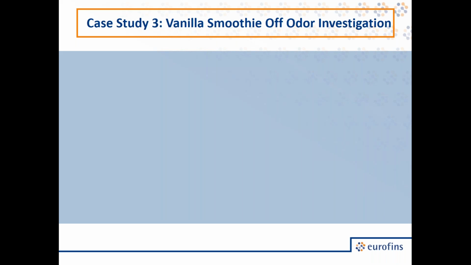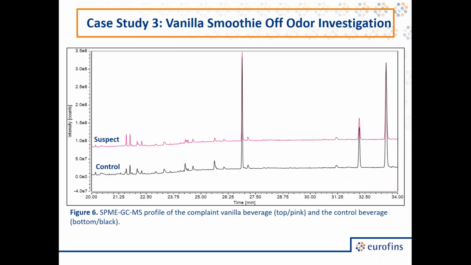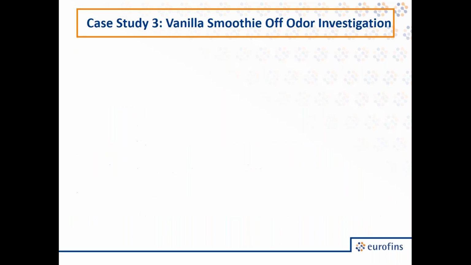So our next case study, we had a freshly manufactured batch of vanilla smoothie, which was reported to have an uncharacteristic smell, which was described as solvent-like in some cases. Once again, our suspect is in pink on top and our control is in black. And you can see here, we once again have quite similar profiles, but there are some slight differences in intensities here in these compounds that I have highlighted.